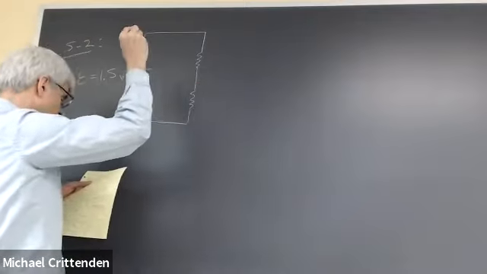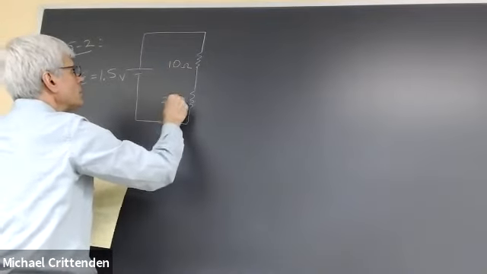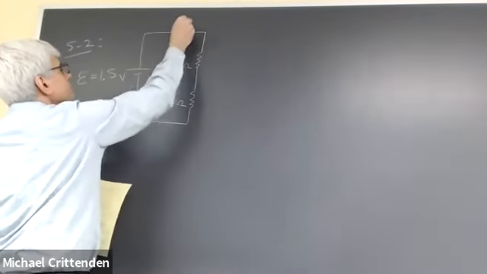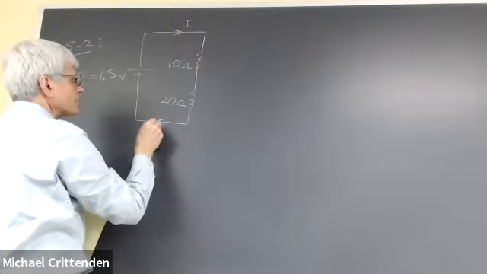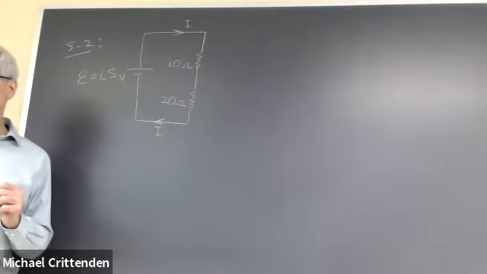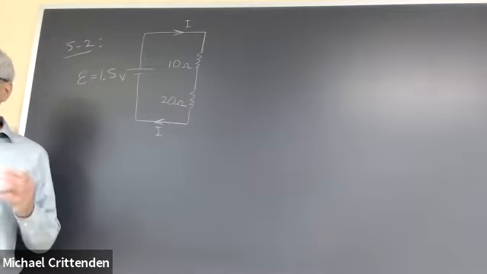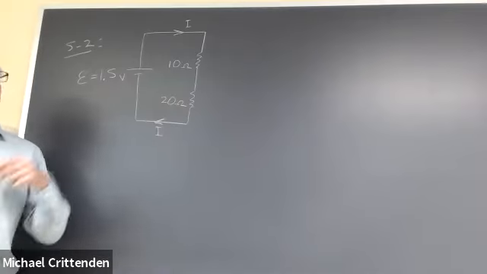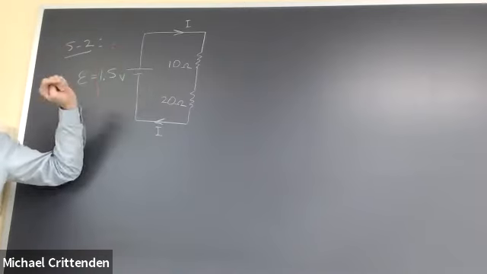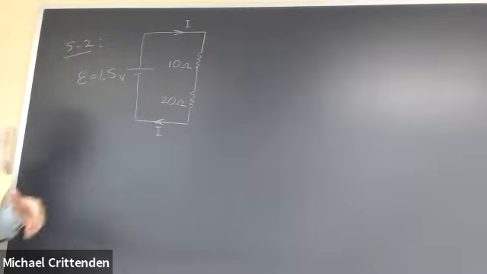Two resistors in series, 10 ohms, 20 ohms. The current would flow around the circuit in that direction because conventional positive current flows from plus to minus. Positive charges would be repelled by the positive side of the battery. They'd be attracted to the negative side of the battery. So plus to minus.